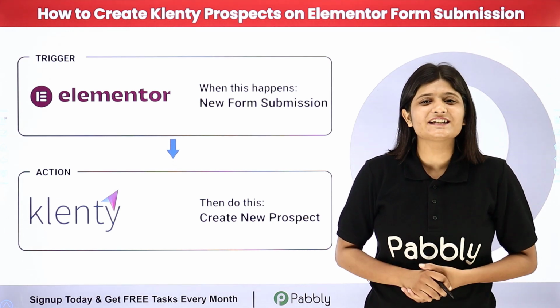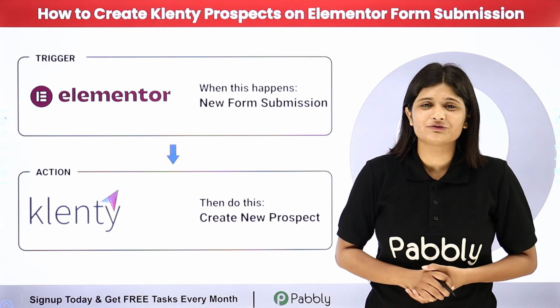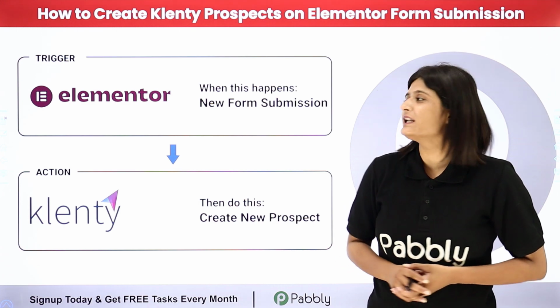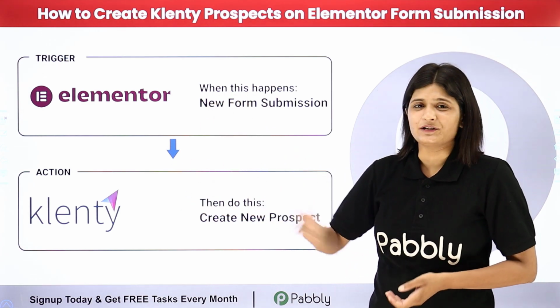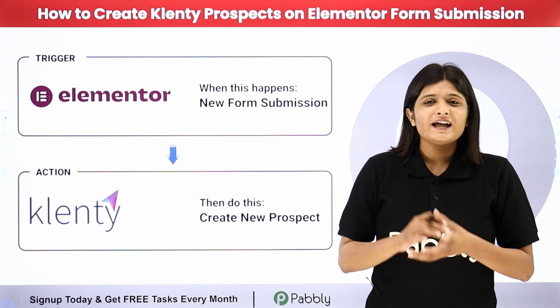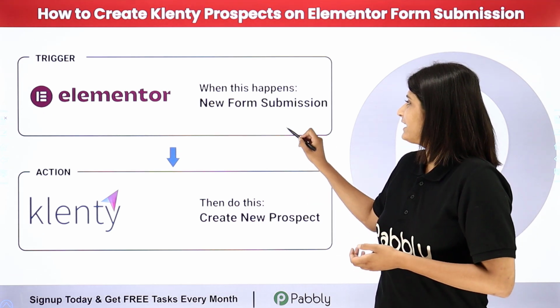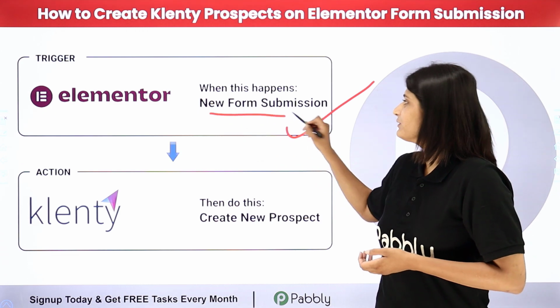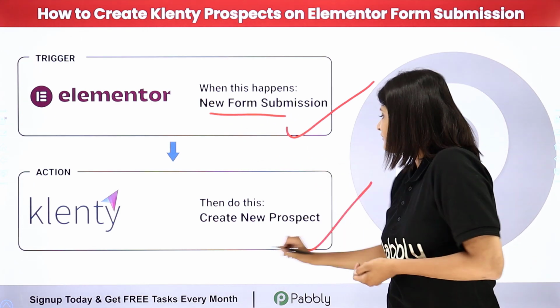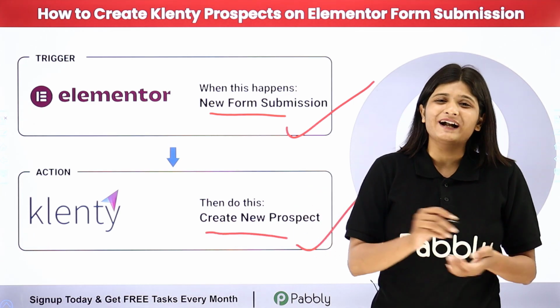So Pabbly Connect is an amazing automation and integration software which requires no coding or programming skill. I just need to build a connection between Elementor and Clienty. Pabbly Connect runs on two principles, which are triggers and actions. Here as my trigger application I will take Elementor, where the new form submission will be made, and as my action application I will take Clienty, where the prospects will be created automatically.